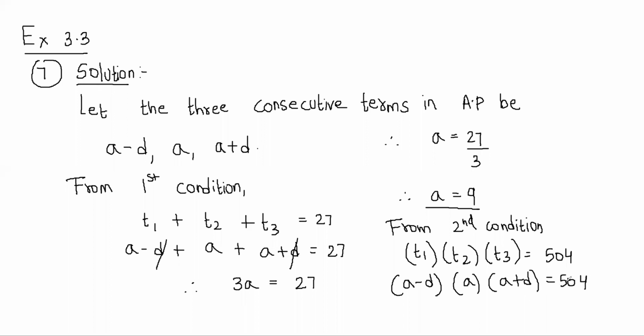Do we know the value of this small a? Yes, A का value मालूम है. तो हम क्या करेंगे मालूम है? नेक्स्ट स्टेप में a का वैल्यू सब्सटीट्यूट करेंगे. a के जगह पे उसका वैल्यू लिखेंगे. तो हमको स्टेप क्या मिलेगा? 9 माइनस डी इंटू 9 प्लस डी इक्वल टू 504.